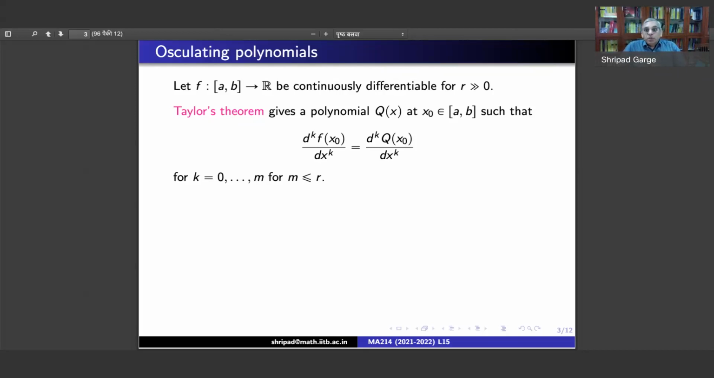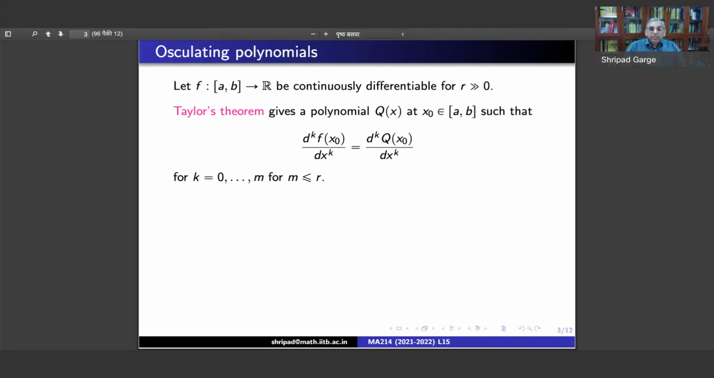If you are looking for a polynomial which at a fixed point has the property that the values of the function and the polynomial agree, the values of the first derivative of the function and the polynomial agree, and so on up to some certain number, say the mth derivative. The value of the mth derivative of the function and the polynomial agree. If we demand such a thing, then there is the Taylor's polynomial, which gives the corresponding polynomial with that property.